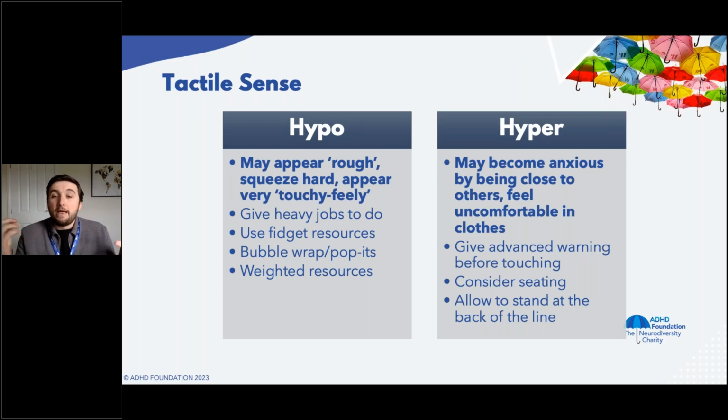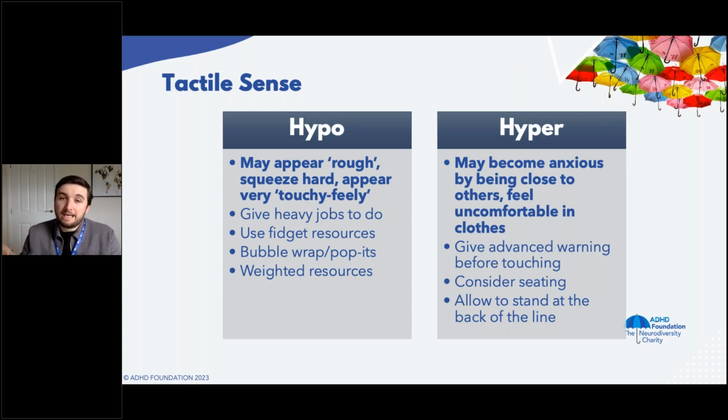And then if someone is hypersensitive with the tactile sense, they might be really anxious about being close to other people. They might feel uncomfortable in their clothes. They might need the tags cutting off their clothes and things like that. For these kids, give advance warning before touching them where possible, and have something agreed with them, like, I'm coming over to you now. If you need to tap them on the shoulder, just let them know that it's going to happen.